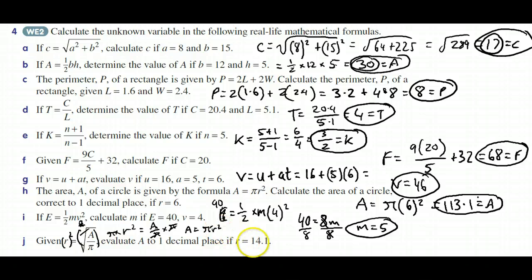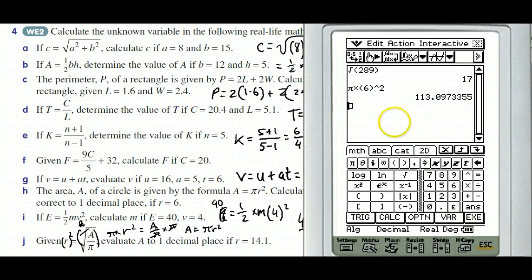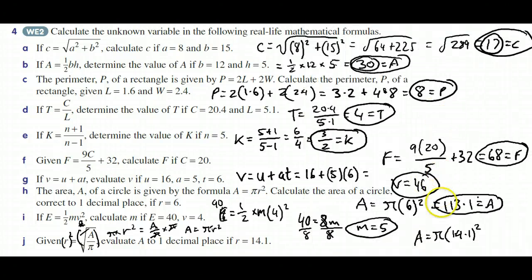Okay, and then all we've got to do is substitute in this value for r, so a equals pi times 14.1 squared. If we put that into a calculator, pi times 14.1 squared, we get 624.6.